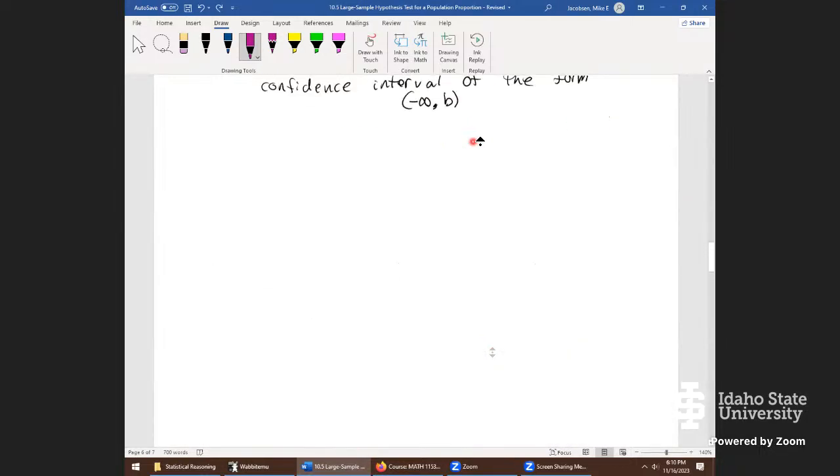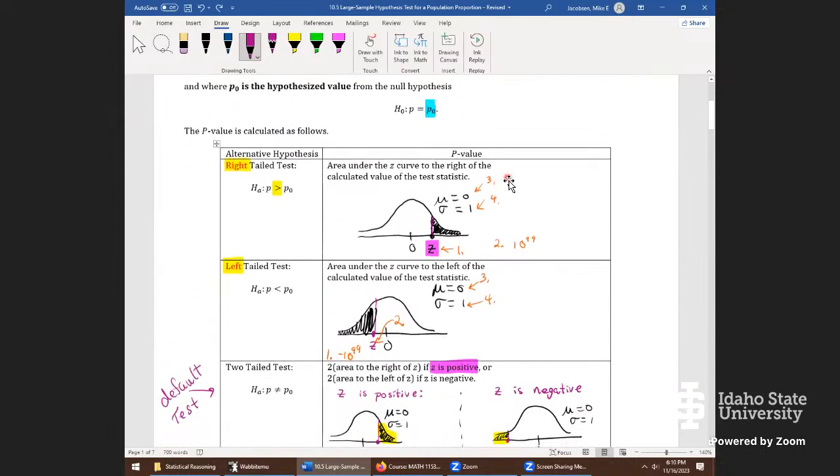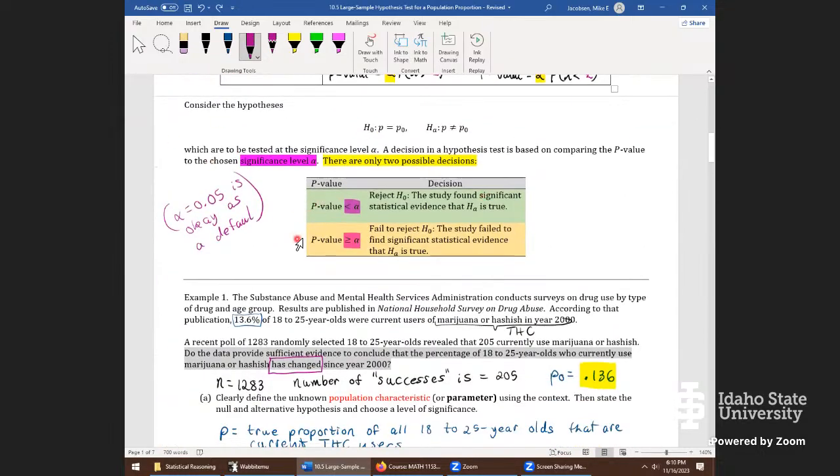Is that where our definition of how we can determine, right? Oh, sorry, right over here? Yes, absolutely. That's how we can determine if we reject or fail to reject, this little table right here, right? Exactly. So this is a very good table to always come back to.